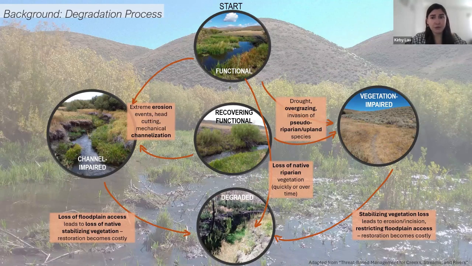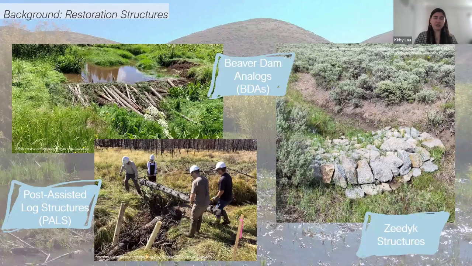And so these are the processes, or the loss of natural processes, that can cause a stream to transition from one state to another. But like I mentioned, these states aren't static and irreversible, and we as managers can actually improve these areas using low-tech, process-based restoration structures, including things like beaver dam analogs or BDAs, post-assisted log structures or PALs, hay bales, and Z-dike structures, which are essentially rock stack formations, and more.